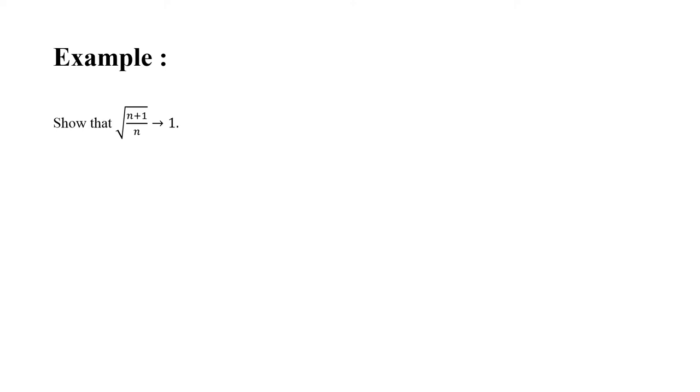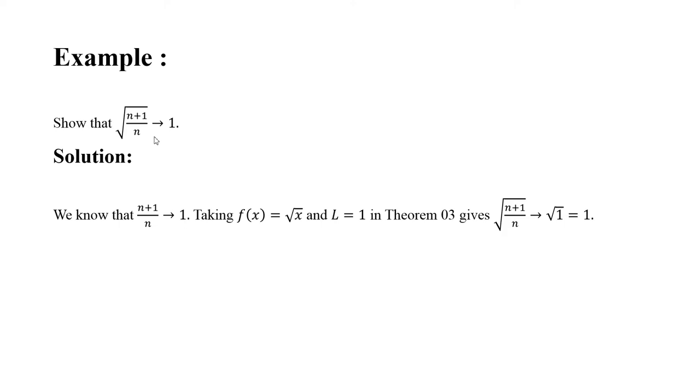So there is an example. Show that the square root of (n+1)/n approaches 1. How can we be so sure that this approaches 1? Because (n+1)/n can be written as 1 plus 1 over n, and the limit of this as n approaches infinity is equal to 1. So this sequence approaches 1. Now taking f(x) equal to the square root of x.